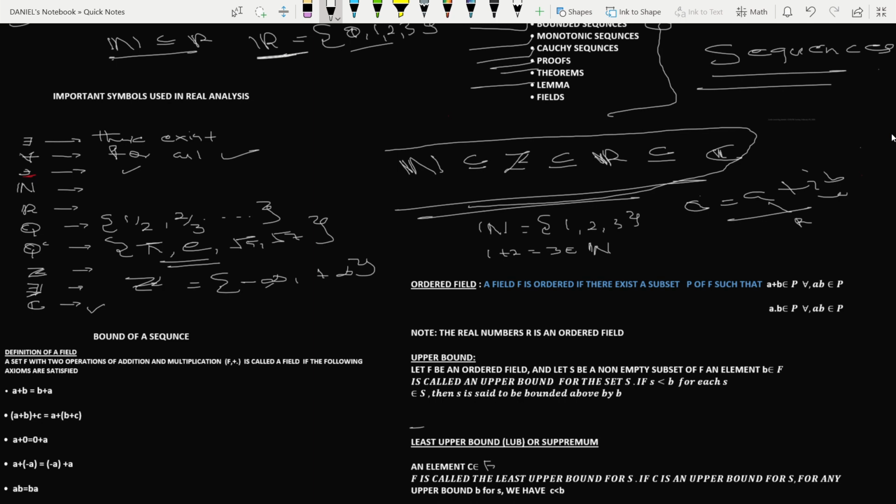Do you understand? So it simply means that the natural numbers are closed under addition. Similarly, if you say 1 times 2, 1 times 2 is the same thing as 2, but 2 is a member of natural numbers. So we say that natural numbers are closed under multiplication.